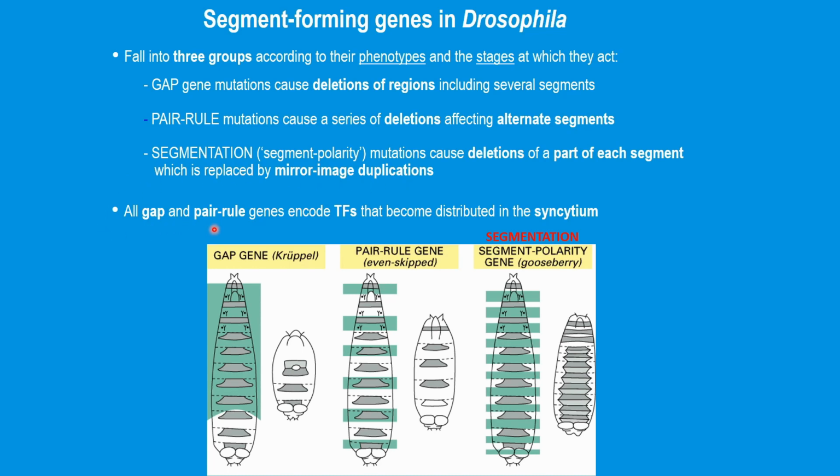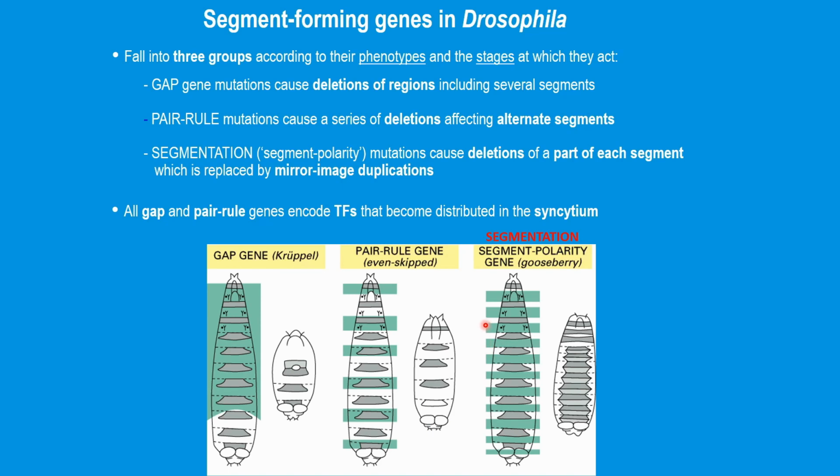All of the gap and pair rule genes encode transcription factors that are distributed in the syncytium. In this figure, we see the expression in green in a normal first instar larva of the gap gene Krüppel. When it's mutated, we lack many of these regions, including the head regions. The pair rule gene called even skipped, or Eve, is expressed in these stripes, and when they are missing, we lack all of these regions in the first instar larva.